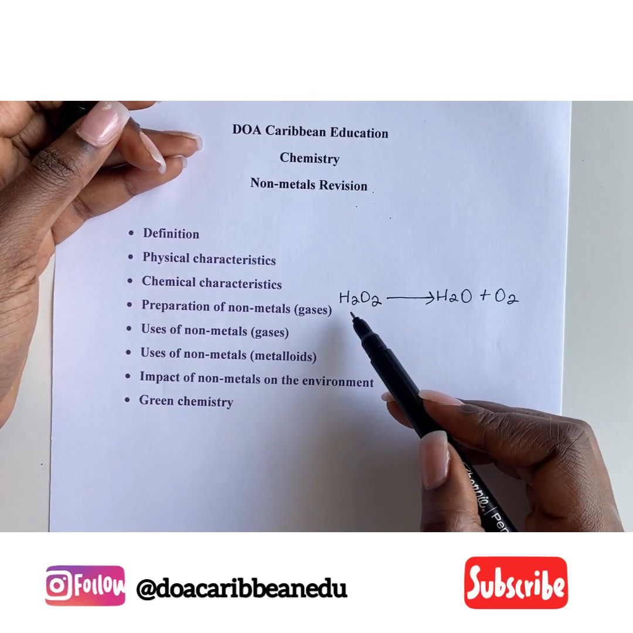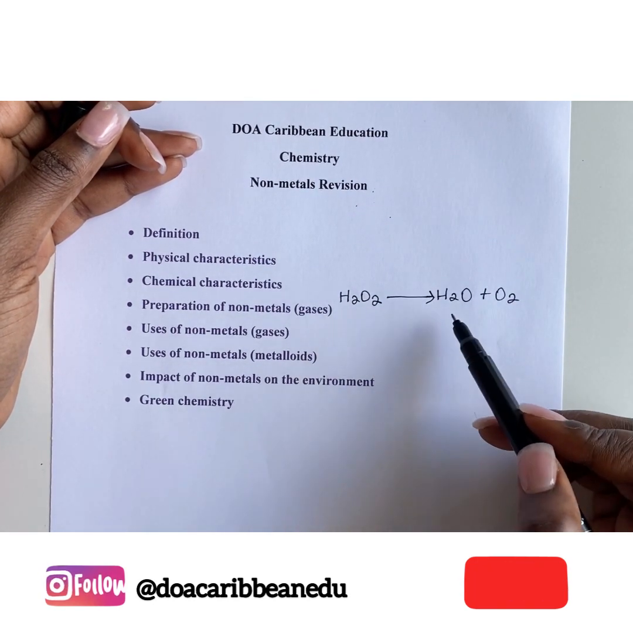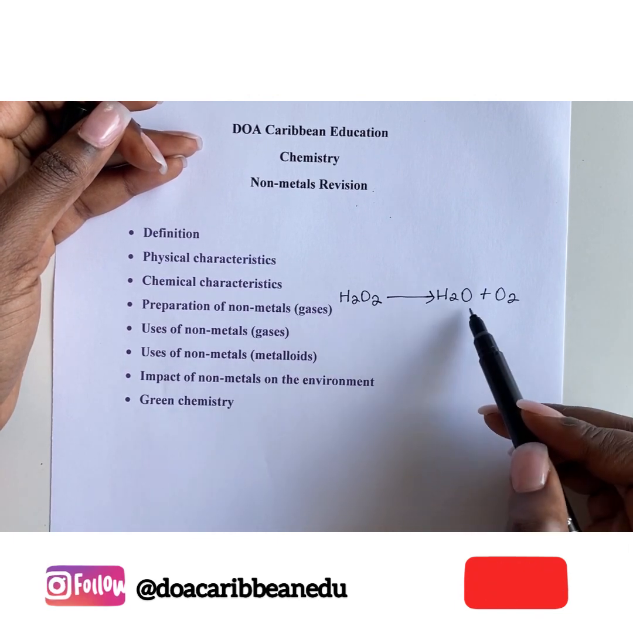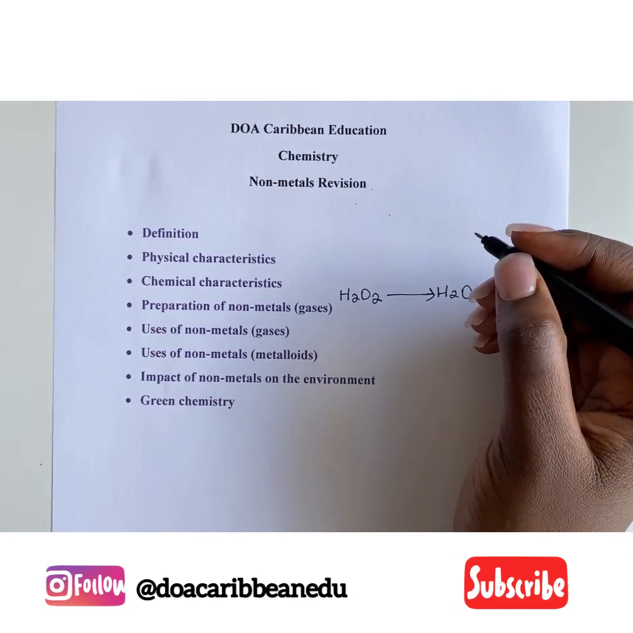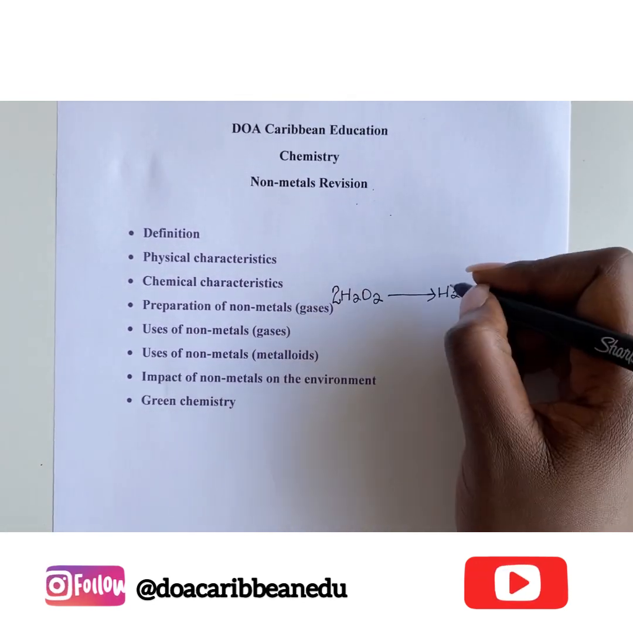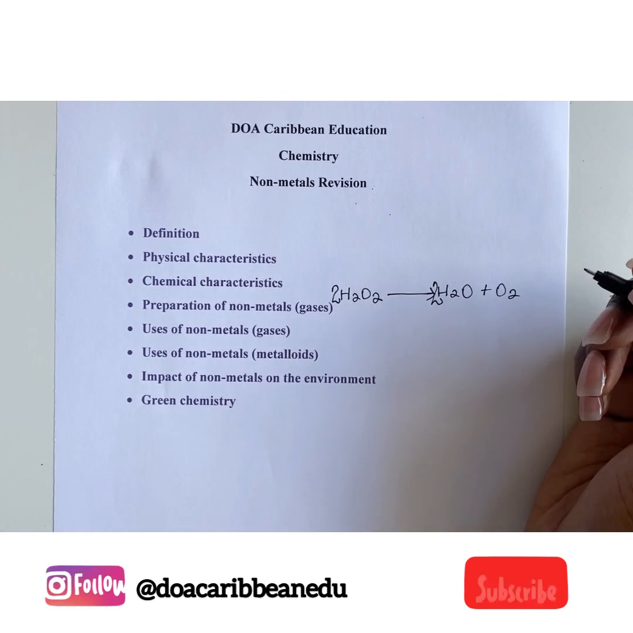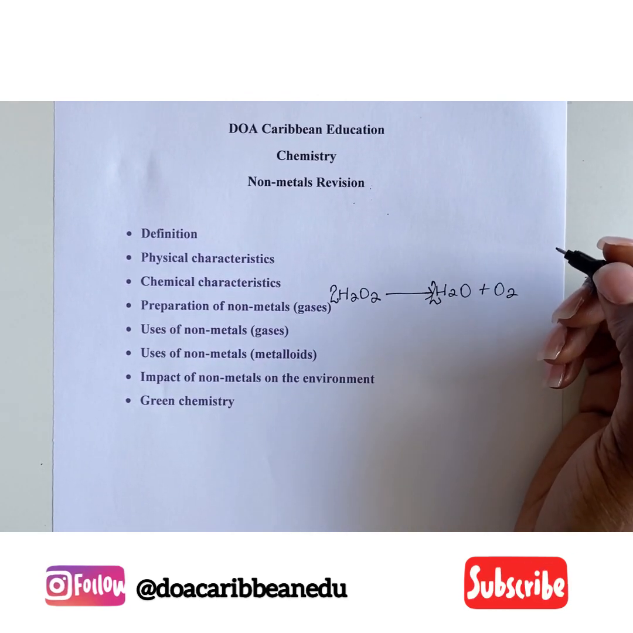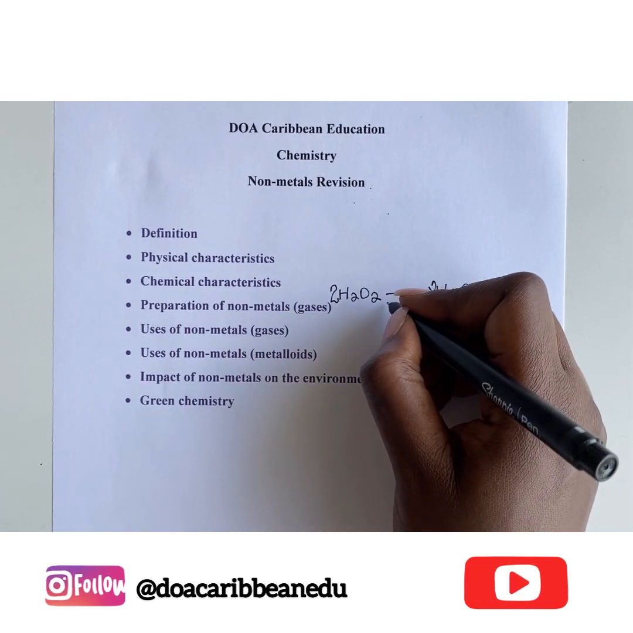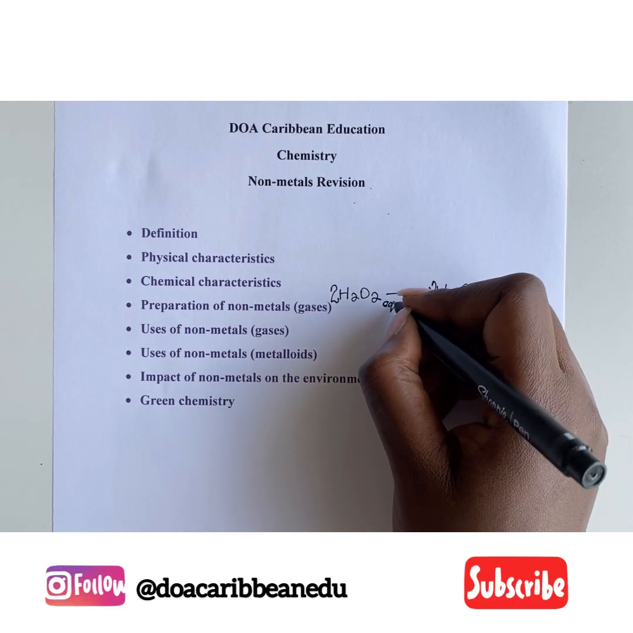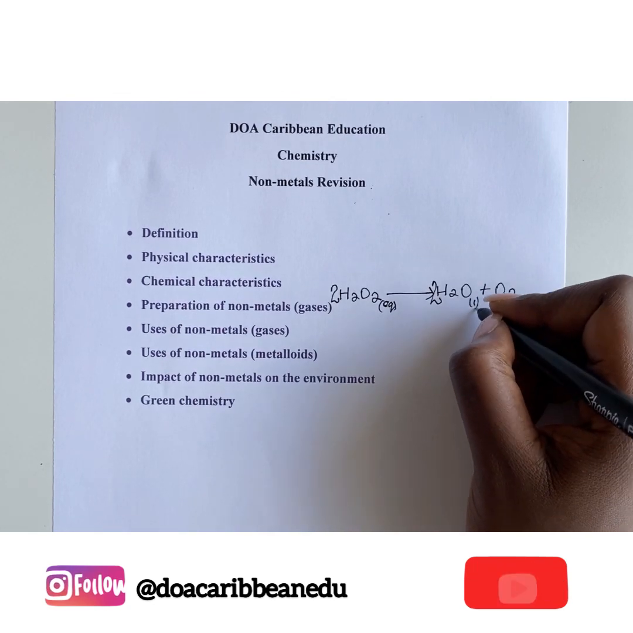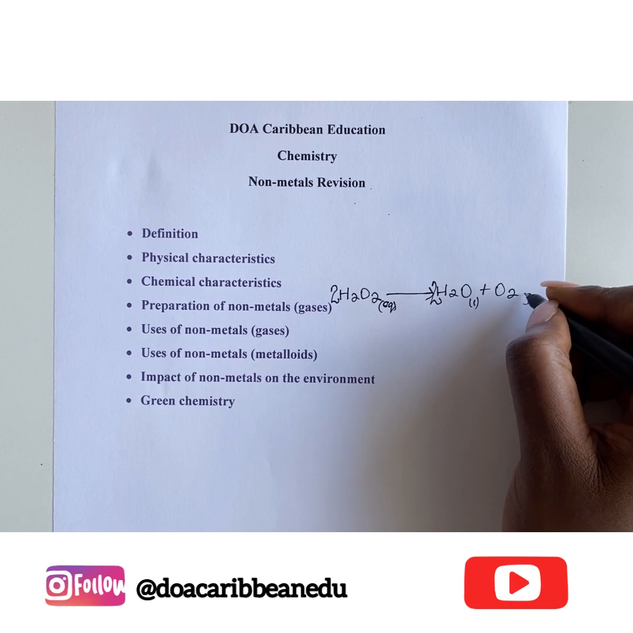We have 2 atoms of hydrogen here and 2 atoms here. We have 2 atoms of oxygen here, but on the product side, we have 3. We can balance this by placing a 2 here and a 2 here. Still not complete. We need to place our state symbols. Hydrogen peroxide is in aqueous form. Water is a liquid. Oxygen is a gas.